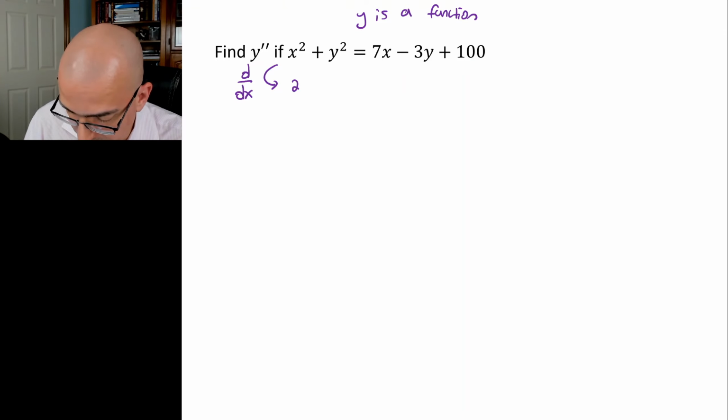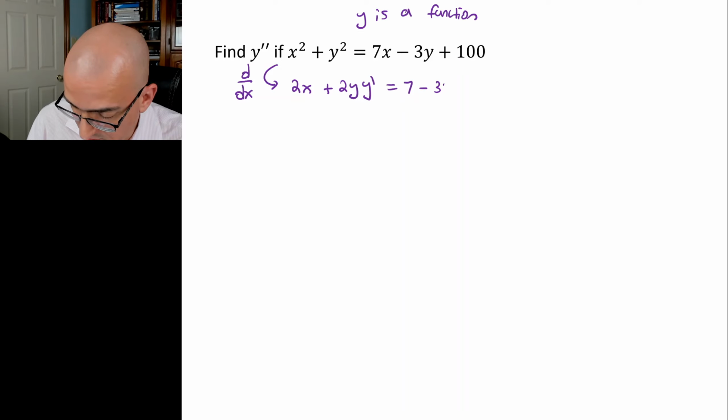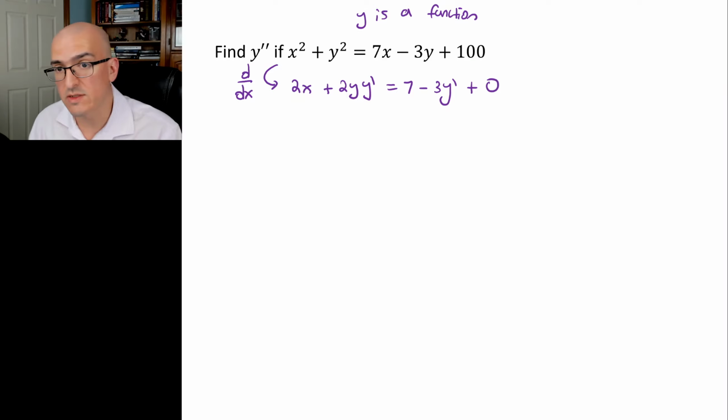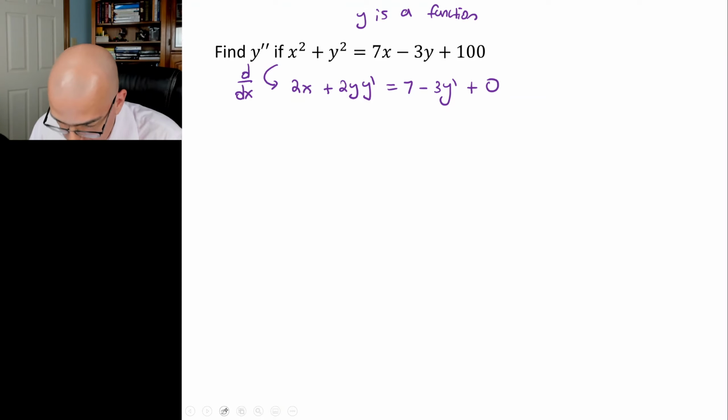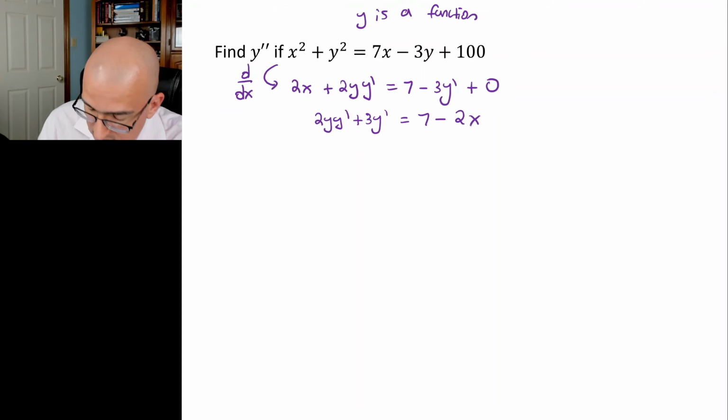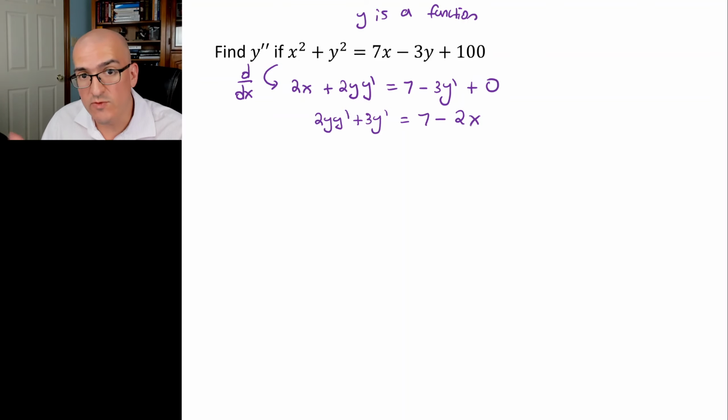So when we differentiate, we get 2x plus 2y y prime is equal to 7 minus 3y prime plus 0. Derivative of 100 is 0 since 100 is a constant. Now we want to collect like terms, all the y prime pieces on one side, the pieces without y prime on the other. So the 2y y prime can stay where it is. I'm going to add 3y prime to both sides, equals 7 minus 2x. Subtracting 2x from both sides, move it over to the right since it does not contain y prime.